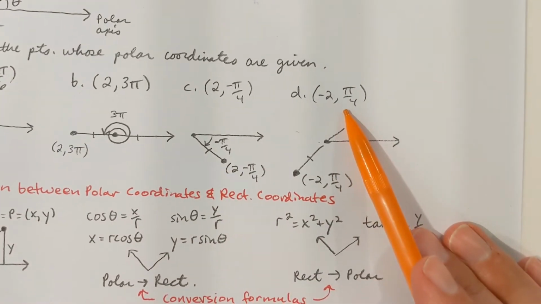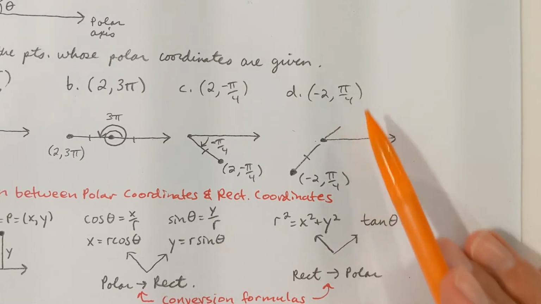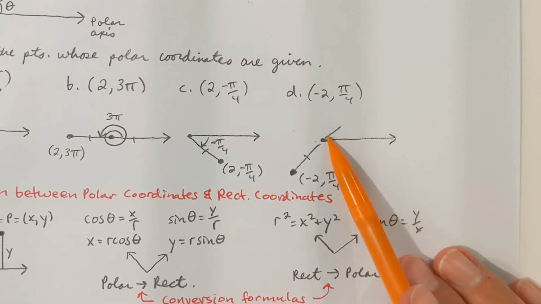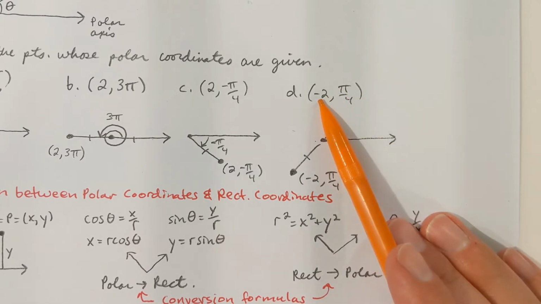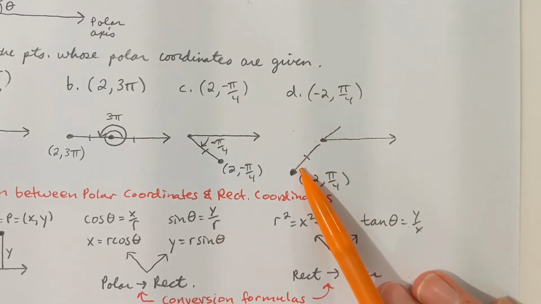Part D, we want to plot the point negative 2, pi over 4. So here's the pi over 4 radial line in quadrant 1. Now a negative r value means that you're going in the opposite direction that many units.